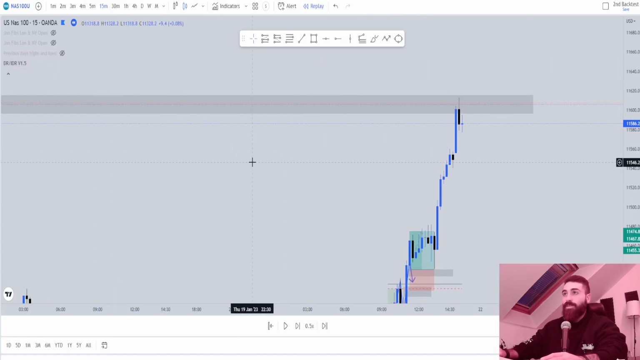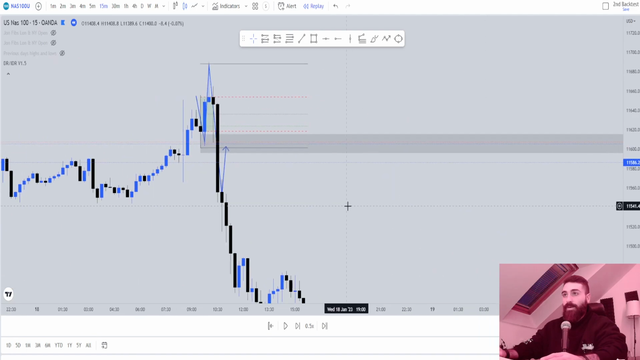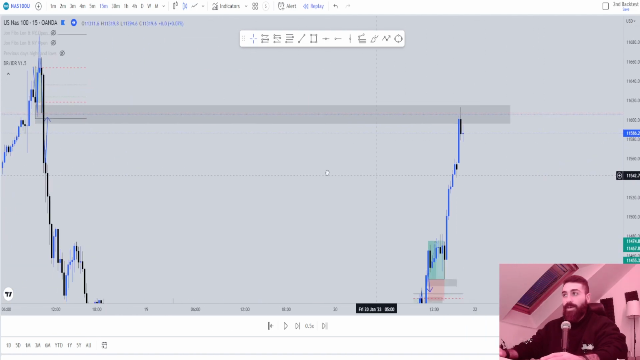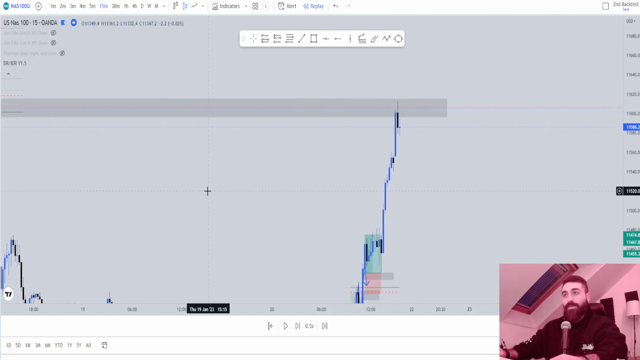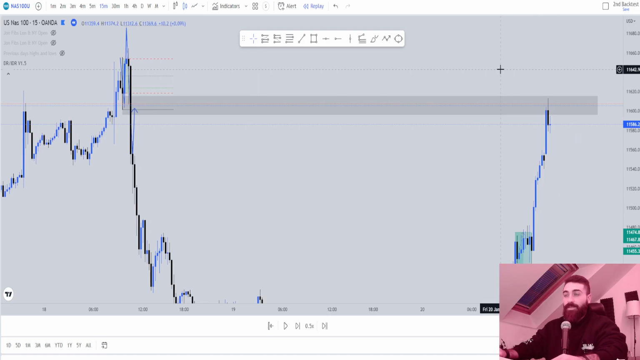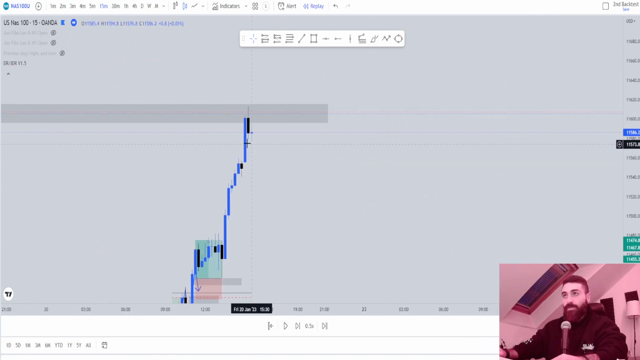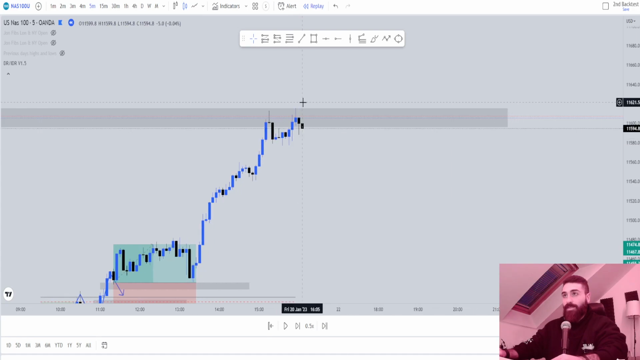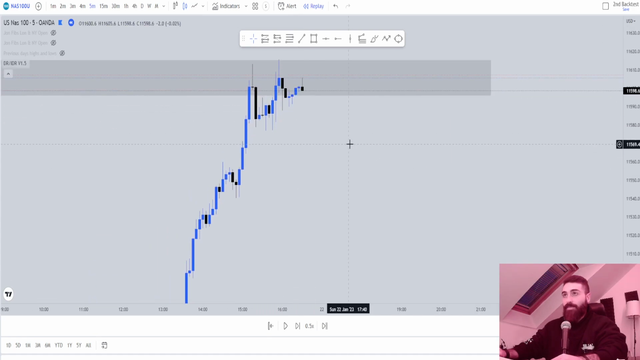Oh, where did it go? What did we talk about? It didn't retest this area, so it came right back into it. Okay, this is a really nice place to look for shorts, because this is the retest that we were waiting for. This is out of session, but let's just see what is happening here.